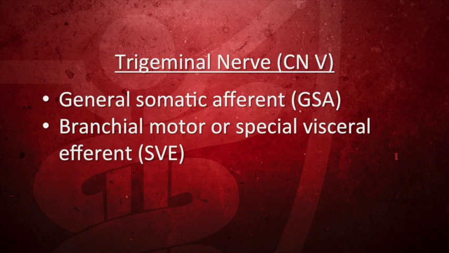The trigeminal nerve has separate motor and sensory roots. The larger sensory root is entirely general somatic afferent. The modality associated with the smaller motor root is branchial motor, or special visceral efferent, to muscles that develop from the first branchial or pharyngeal arch.